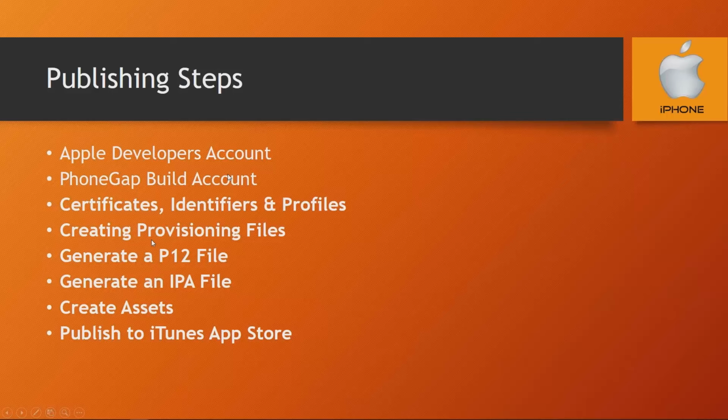Next, we're going to look at creating certificates, identifiers, and profiles, which are files that we're going to need in order to create a provisioning file. And there's two types of provisioning files that we're going to be creating. We're going to be creating an ad hoc, which is just going to a device, and then we also need to create a publishing version of the provisioning file to publish to the store.